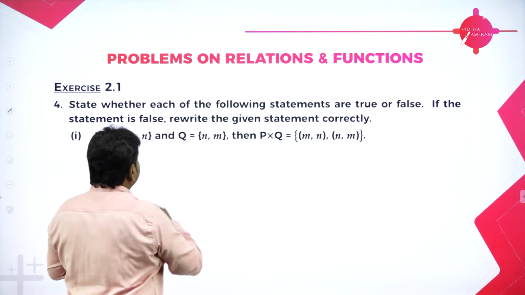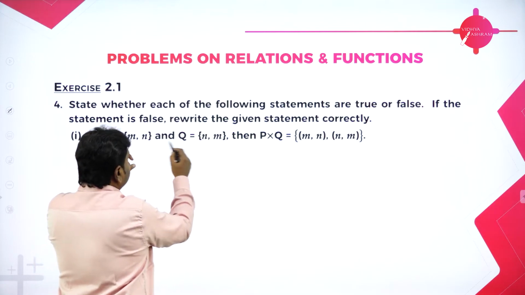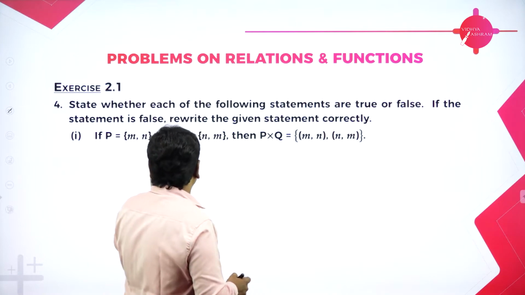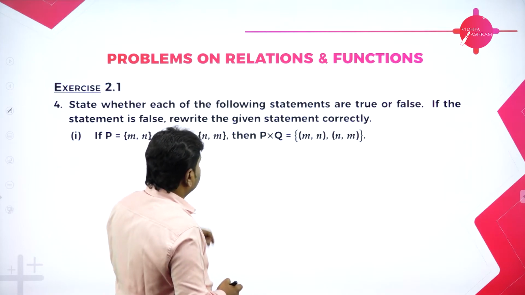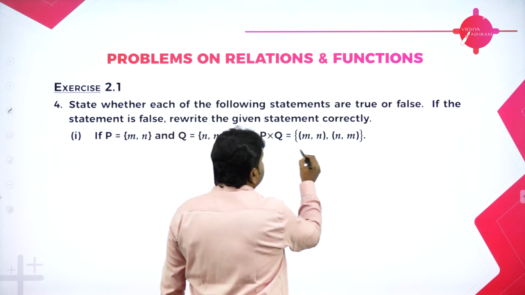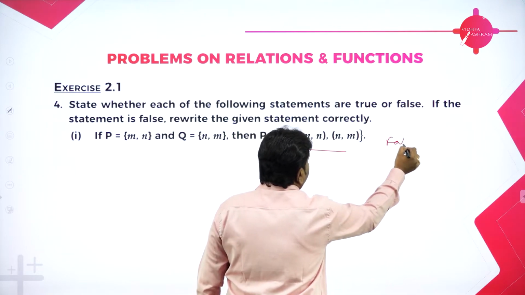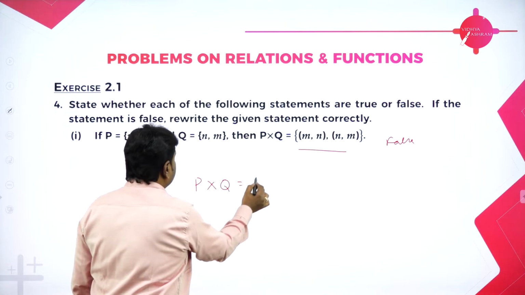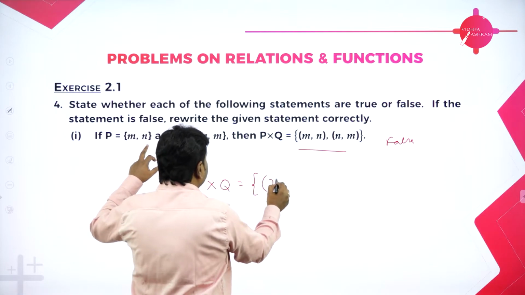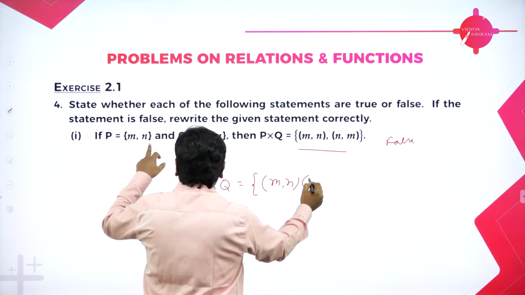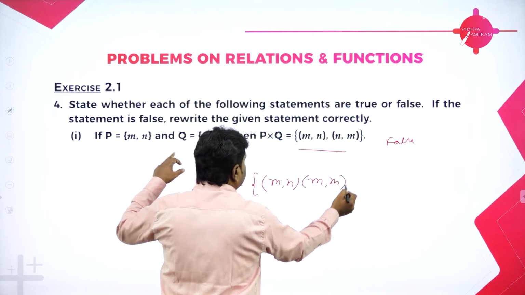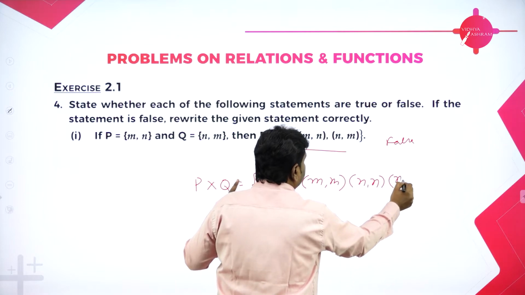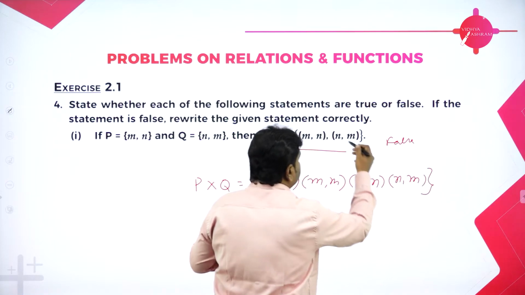What is P cross Q? It is incomplete. So here P cross Q is incomplete. False. What is the complete P cross Q? Now we'll fill P cross Q. P cross Q means take the first element M with N, then M with M, then N with N and N with M. So two elements are missing in this.